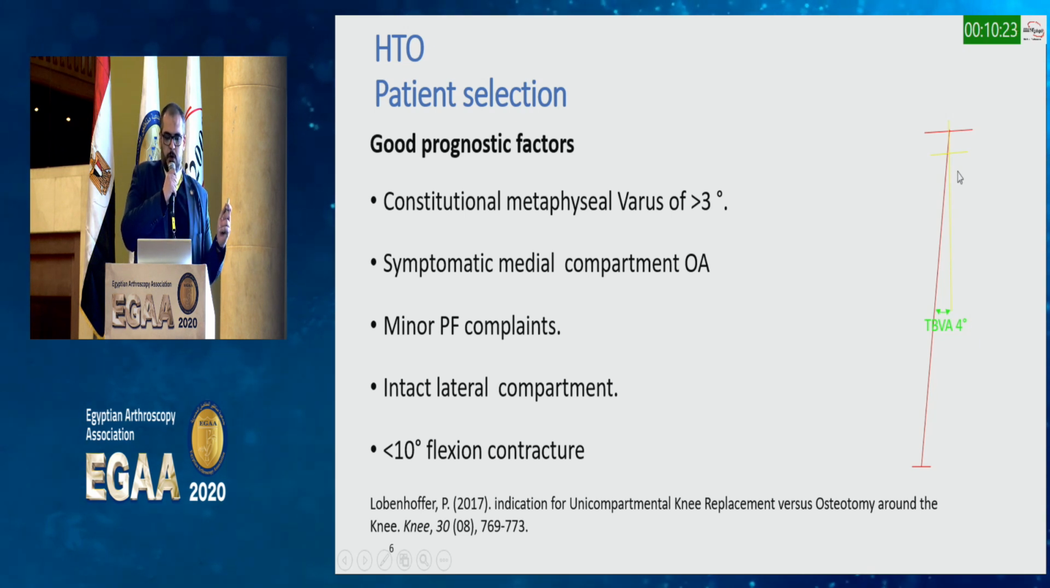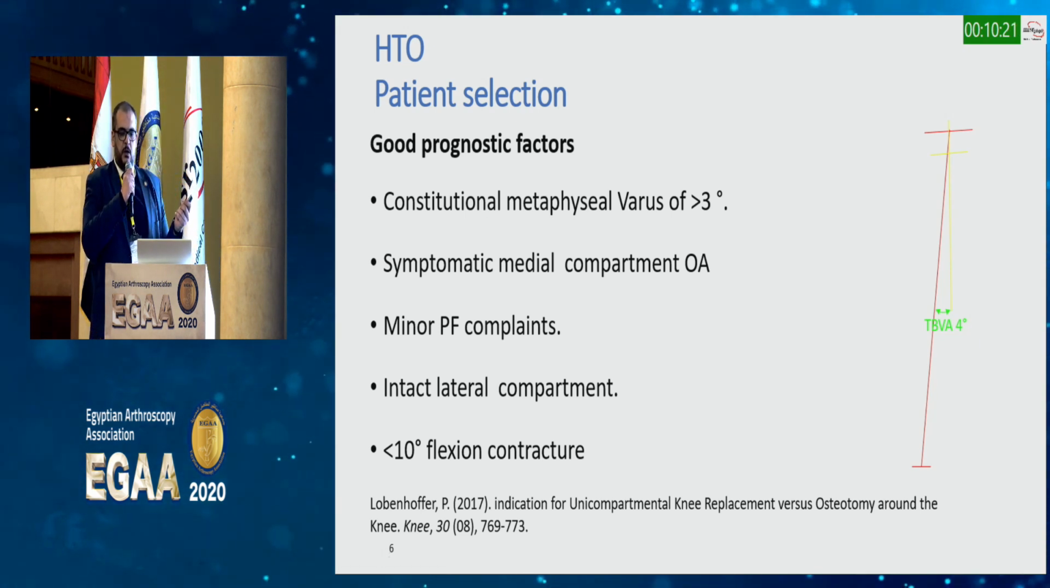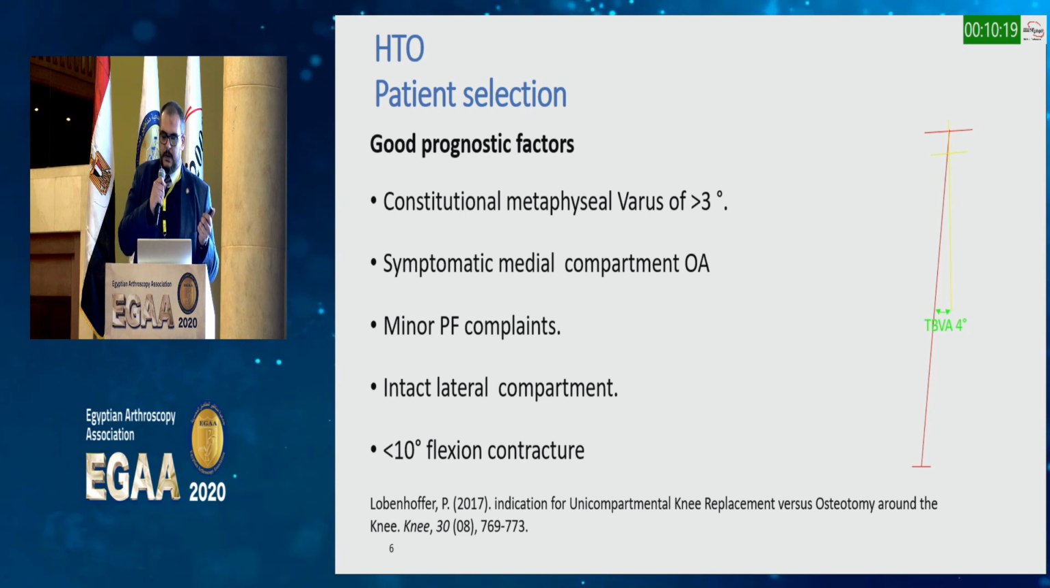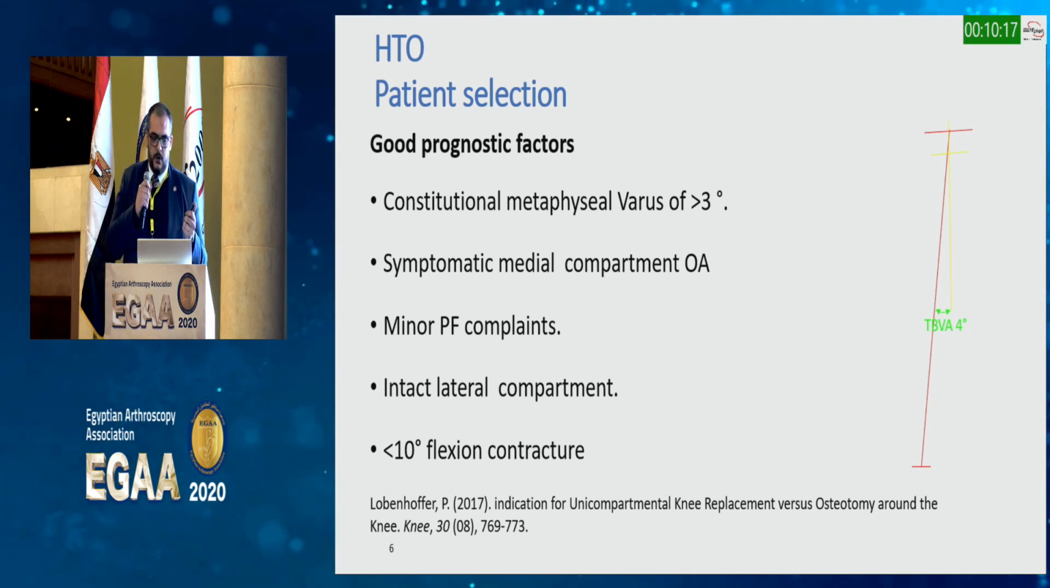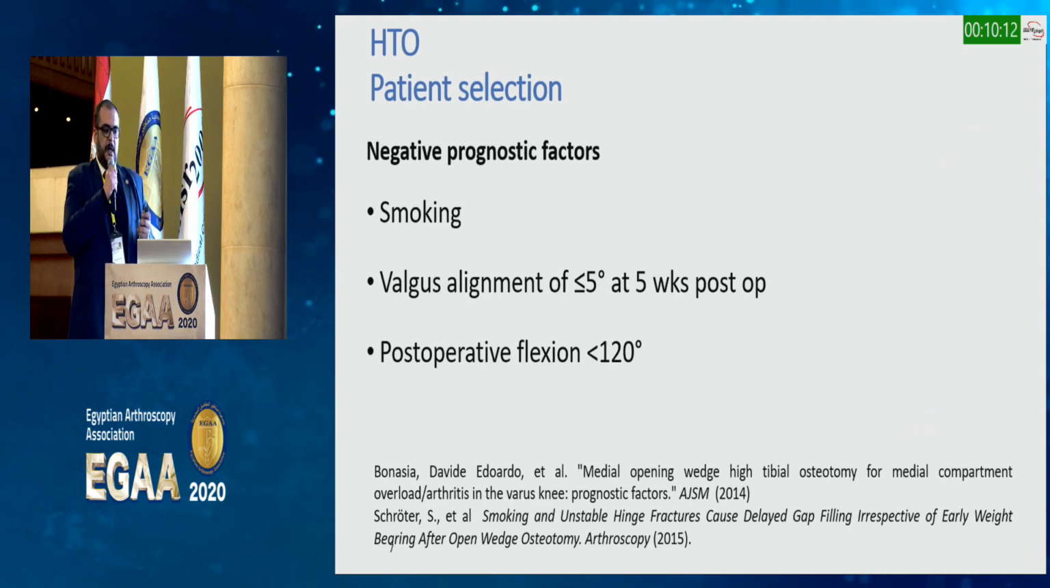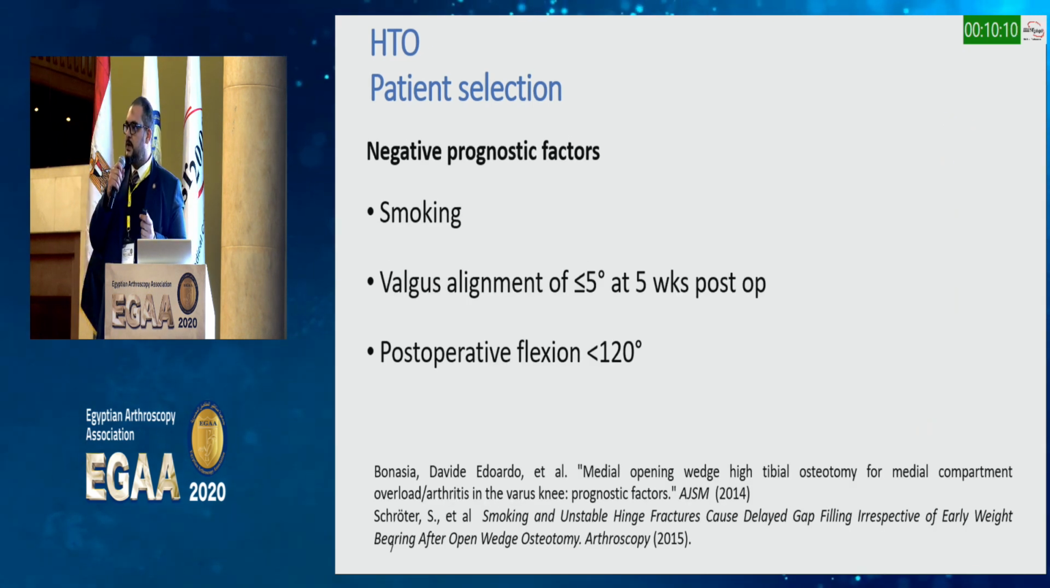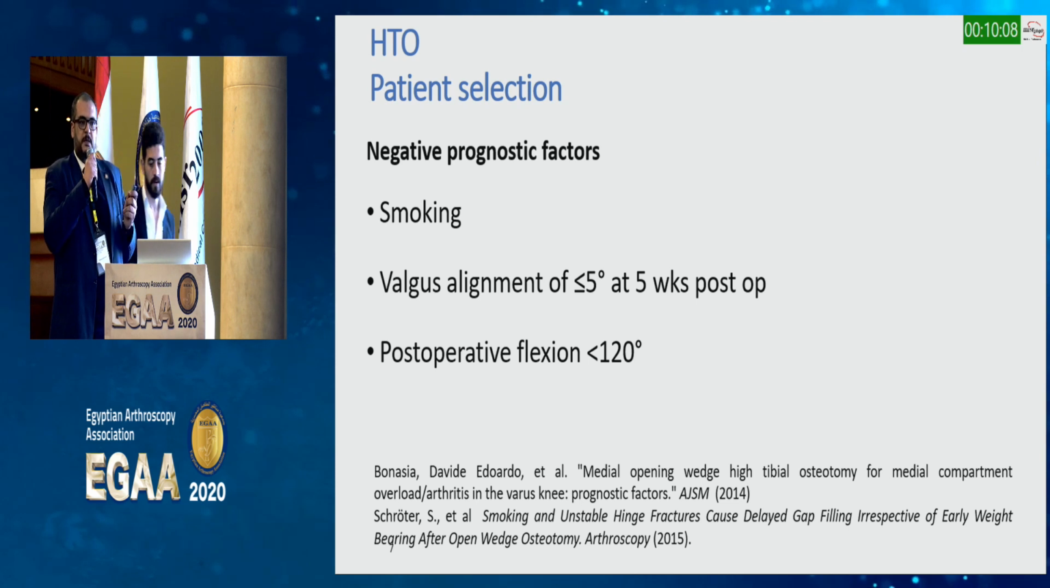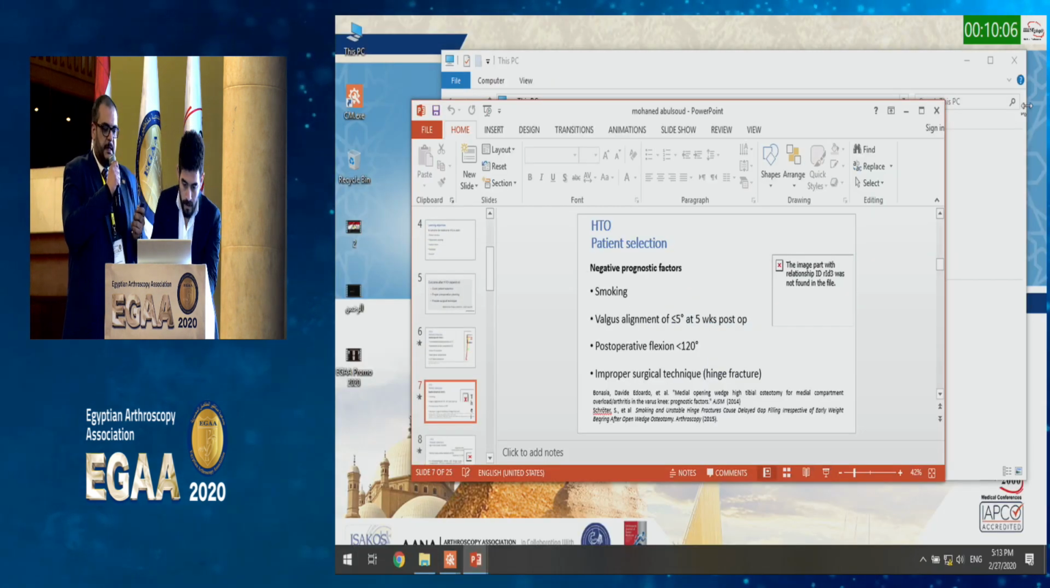So, constitutional metaphyseal varus, symptomatic medial compartmental osteoarthritis, minor patellofemoral complaints, intact lateral compartment, and less than 10 degrees flexion contracture. On the other hand, the negative prognostic factors are smoking, and valgus malalignment less than 5 degrees after 5.